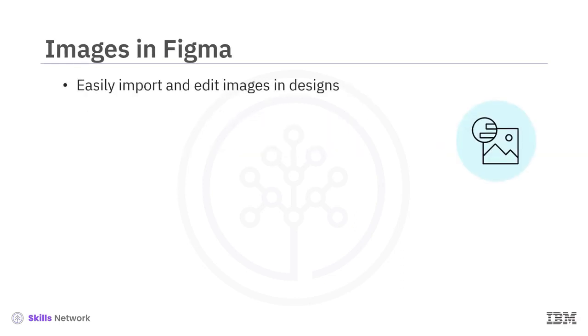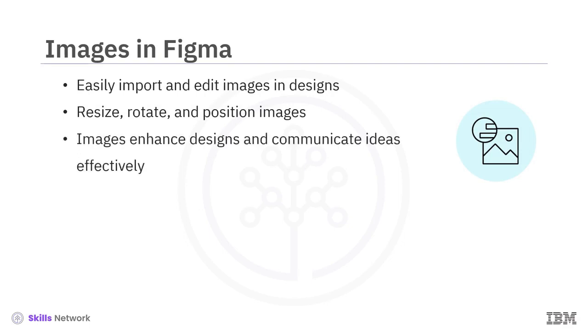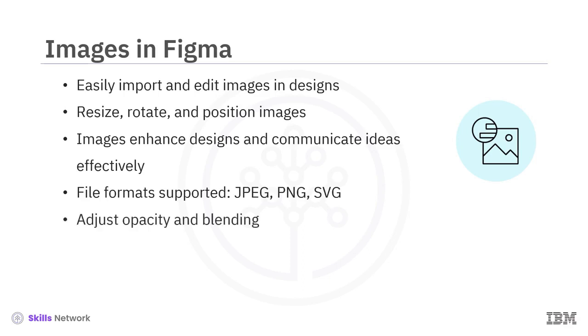Figma allows you to import and edit images in your designs easily. You can resize, rotate, and position images using the Selection tool. Whether a website, app, or any other design project, images enhance the design and communicate ideas more effectively. Figma supports several image formats, including JPEG, PNG, and SVG. You can adjust images' opacity and blending mode using the Properties panel.